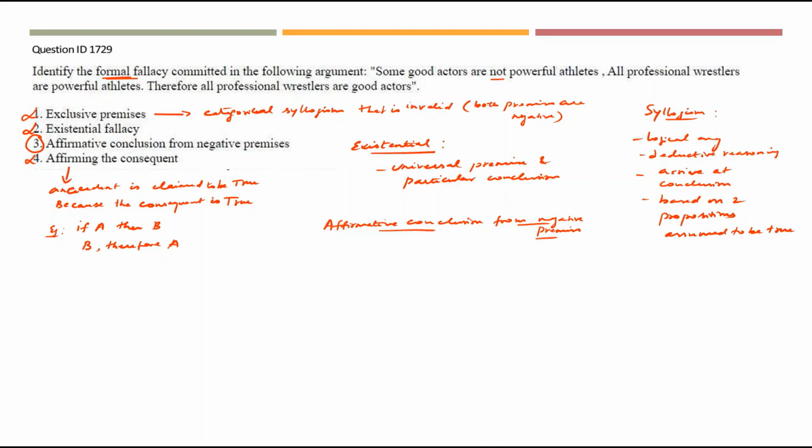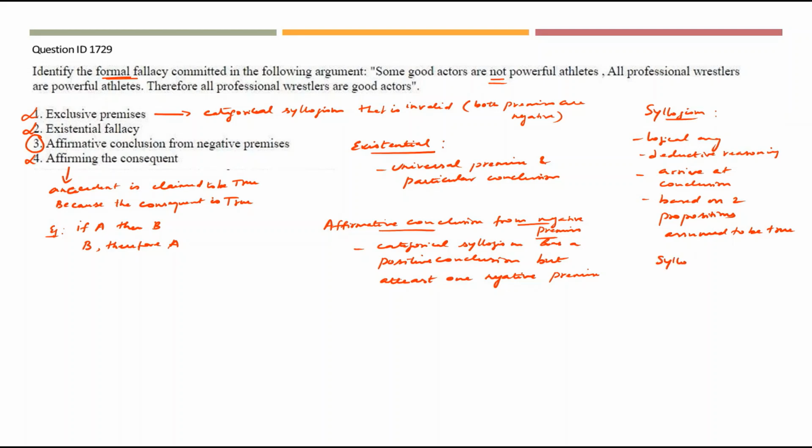It's again a categorical syllogism that has a positive conclusion but at least one negative premise. Here they say it has at least one. It means either one or more than one. So here at least one premise is in negative form, and then it provides a positive conclusion stating that all wrestlers are good actors. Though it is not going to be true, we are just identifying only the fallacy committed here. So fallacy is something wrong by logic. I will just give you some more details on syllogism.